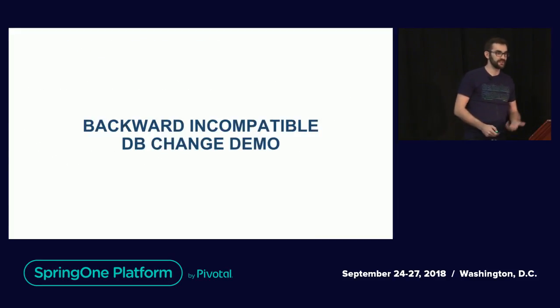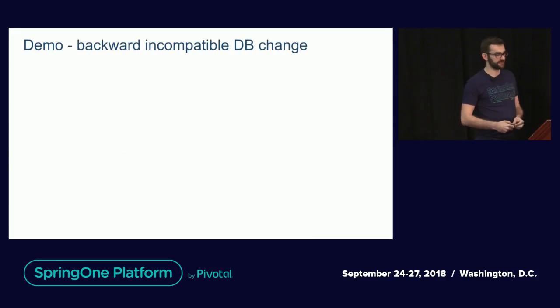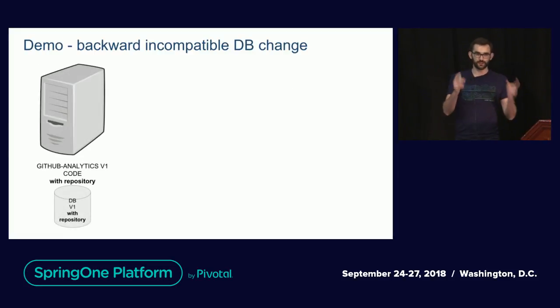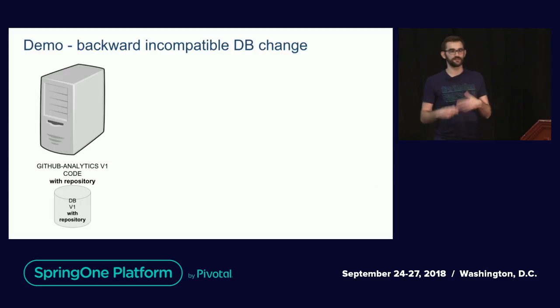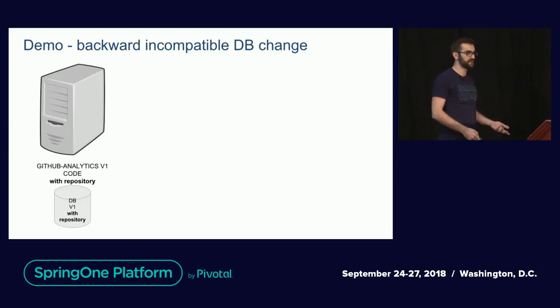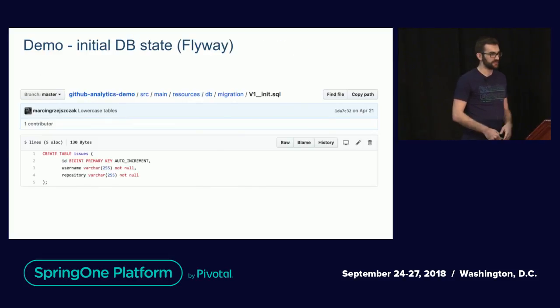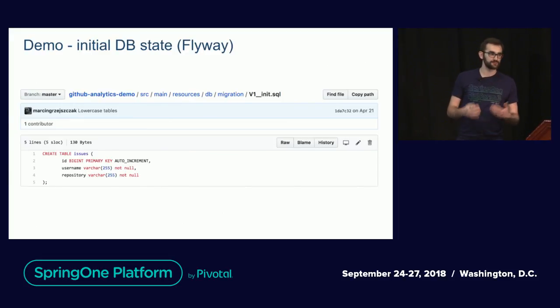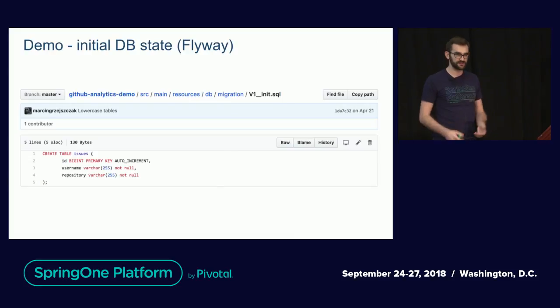And how can we leverage a deployment pipeline to verify this? So we're going to have GitHub Analytics again. Inside the code, we use repository as a name of the column. And inside the schema, we have repository as a column as well. So we use, for example, Flyway. We define a SQL script to define the schema. So once we start the app, it's going to upgrade the schema to have the username and repository columns.